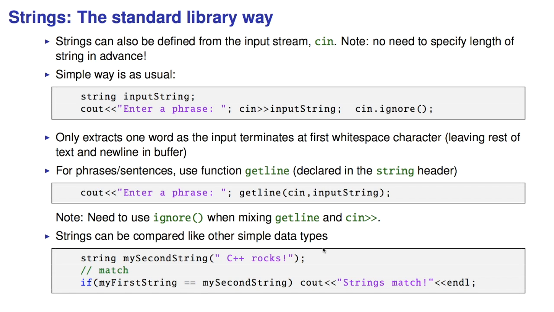Strings can be compared like other data types. For example, if I write down string my second string, C++ rocks, I can just ask whether they are equal.